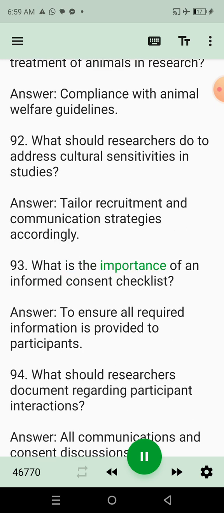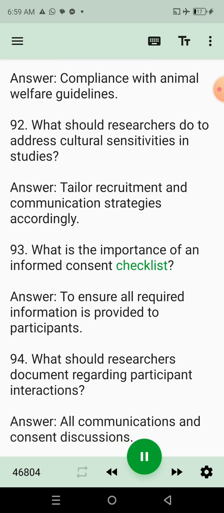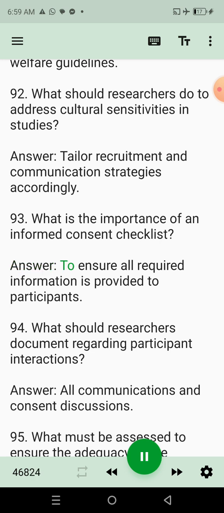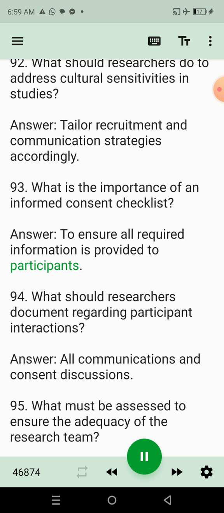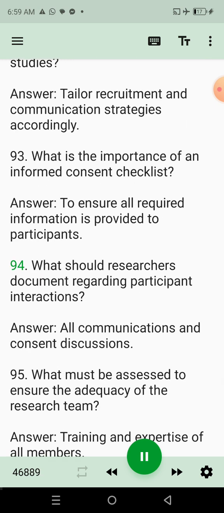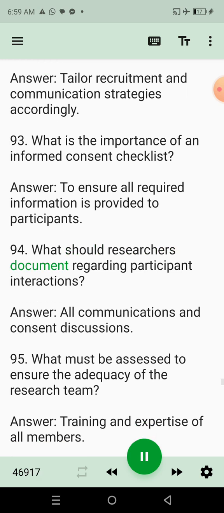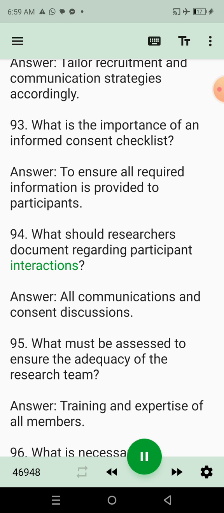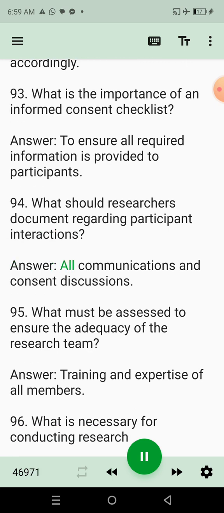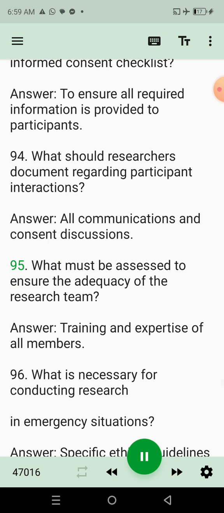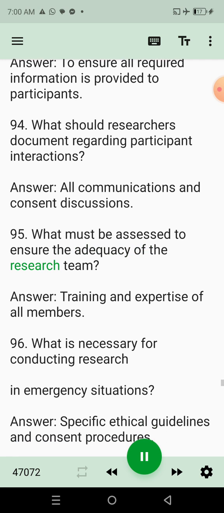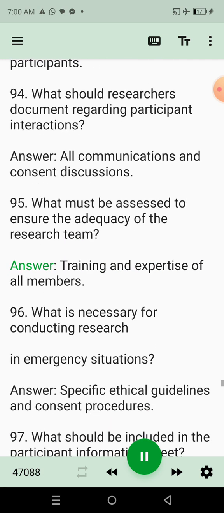93. What is the importance of an informed consent checklist? Answer: to ensure all required information is provided to participants. 94. What should researchers document regarding participant interactions? Answer: all communications and consent discussions. 95. What must be assessed to ensure the adequacy of the research team? Answer: training and expertise of all members.